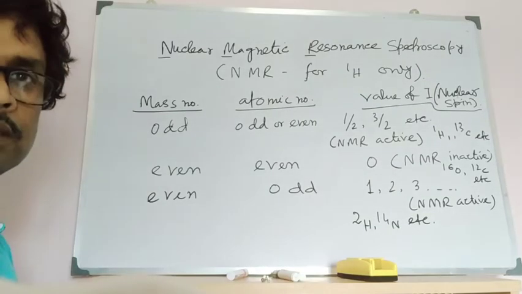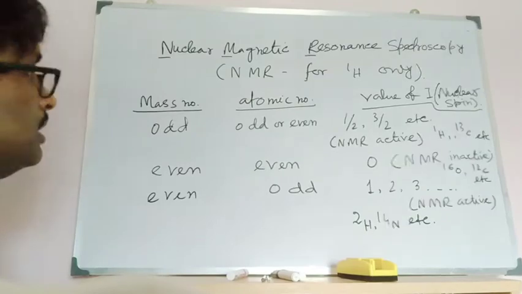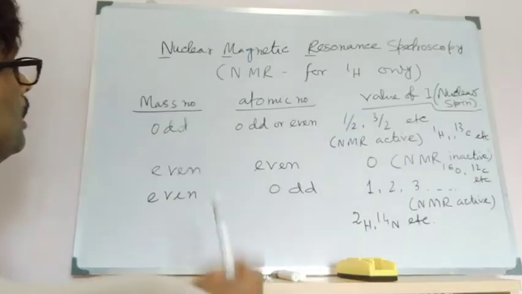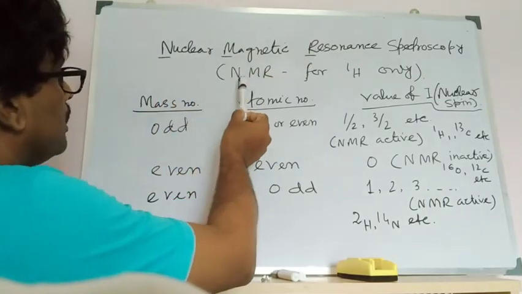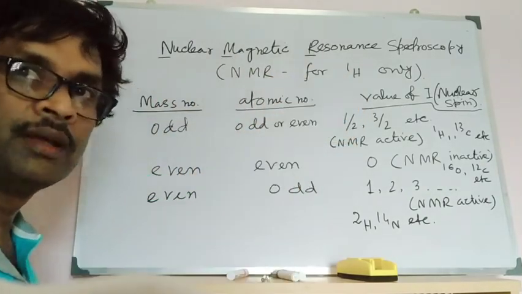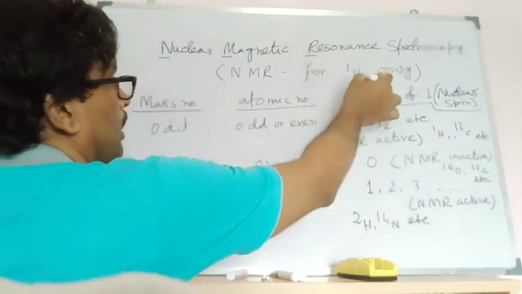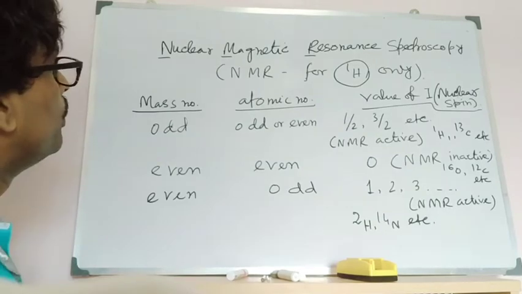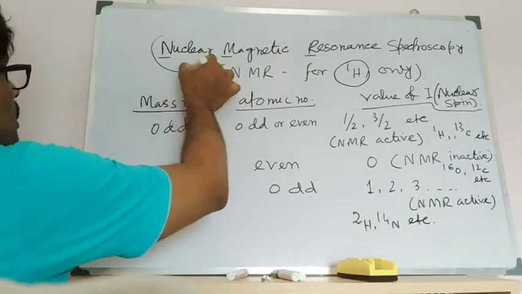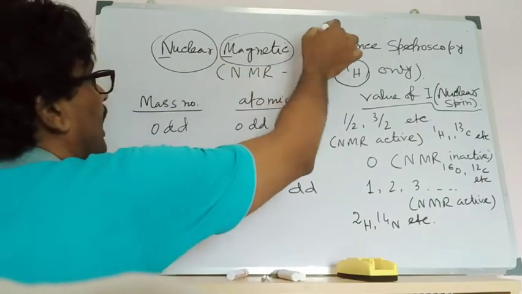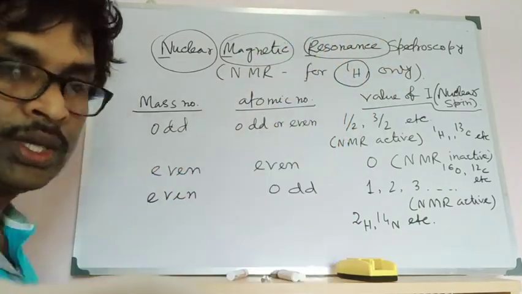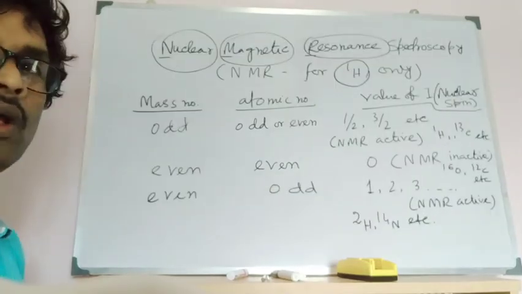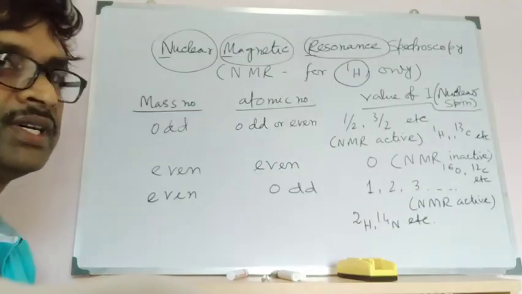Hello students, today I will be discussing nuclear magnetic resonance spectroscopy, that means NMR. In our syllabus there is only one topic included here. First of all we have to know these three terms: nuclear, magnetic, and resonance. Which one is called resonance? Under what condition will resonance occur? That will be explained first.